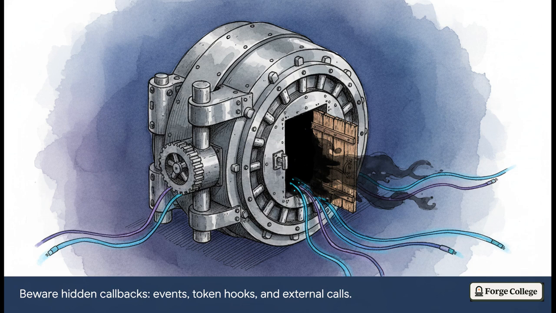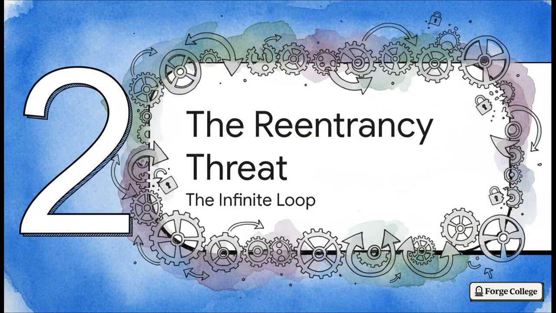Subtle code paths can actually introduce totally unexpected external code execution. We're talking things like events, user-provided token hooks, or external calls to receiver contracts that can inadvertently hand control right back over to a malicious user. Bottom line, if your deposit flow interacts with the outside world before finishing its own internal bookkeeping, you are leaving a backdoor wide open.